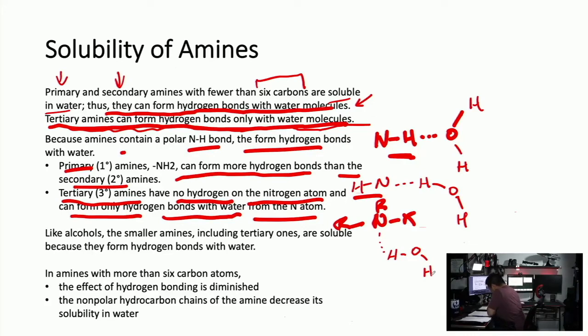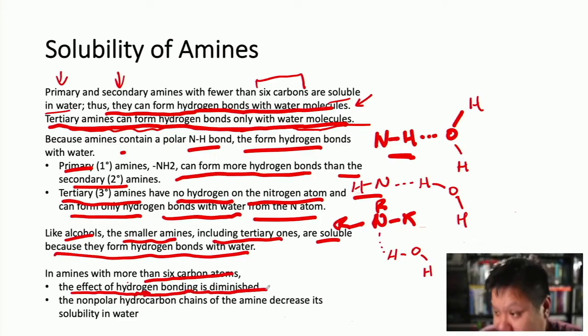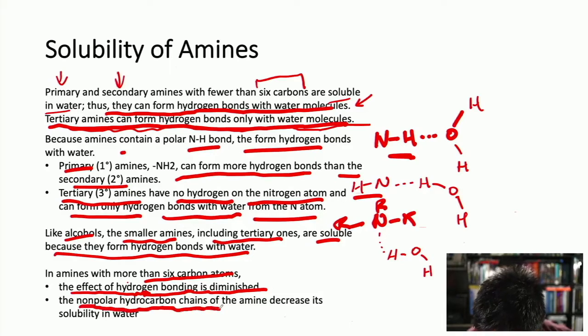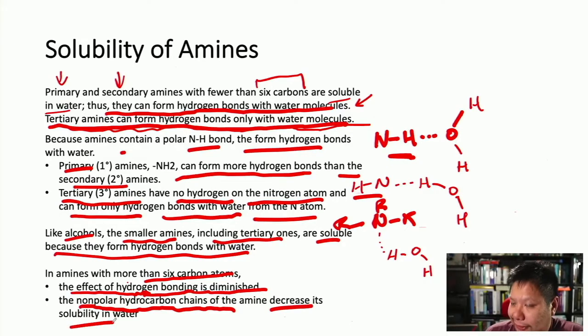So like alcohols, the smaller amines, including tertiary ones, are soluble in water because they form hydrogen bonds with water. But amines with more than 6 carbon atoms have the effect of diminishing the hydrogen bonding, so it's less polar, right? And I said this before too, nonpolar hydrocarbon chains can decrease its solubility in water. I'm repeating myself, sorry, probably because it's super important. You should remember it.